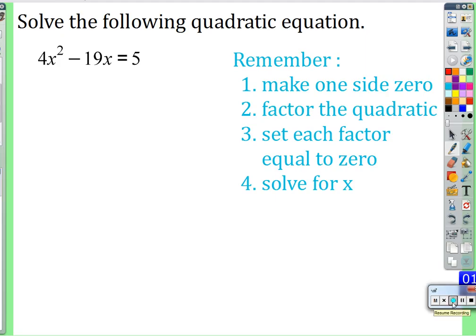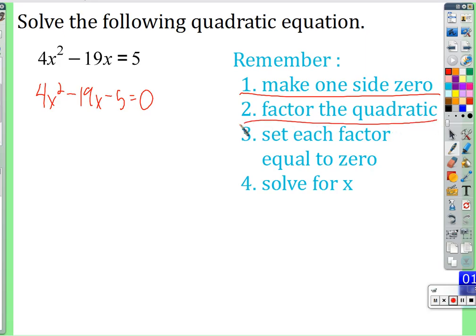Alright, so make one side zero. So we gotta subtract 5 from both sides. That's done. And we have to factor, which means first we're gonna look and see if there's anything in common. There's not. Nothing in common there. So we factor it.